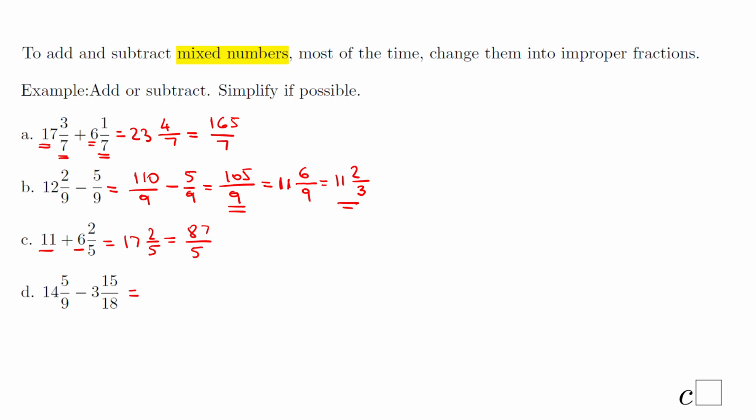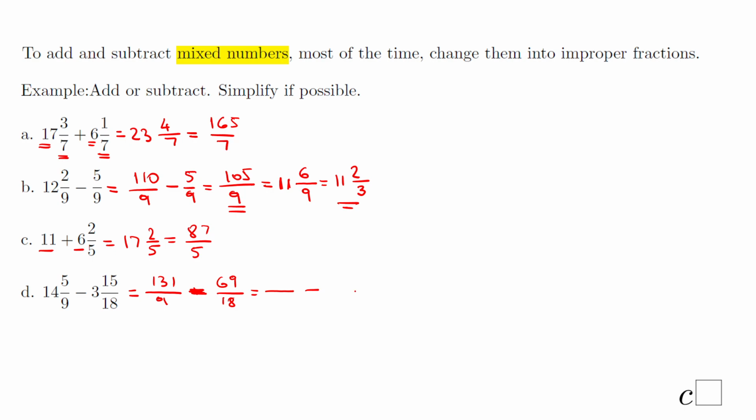The last one, we have to change both mixed numbers into improper fractions. 14 times 9, that will be 126 plus 5, 131 over 9, minus, and we have 3 times 18, that will be 54 plus 15, that will be 69 over 18.